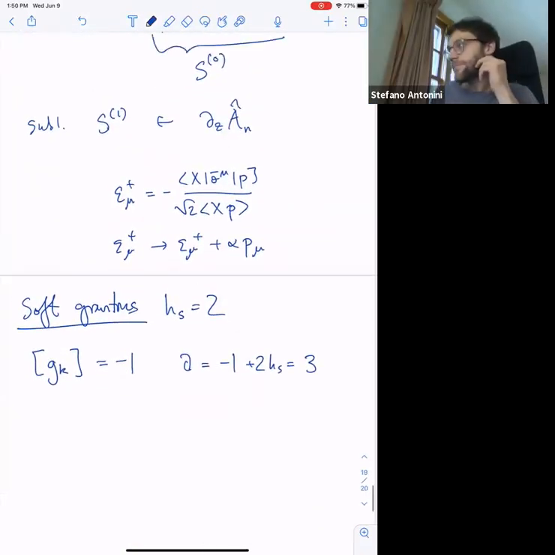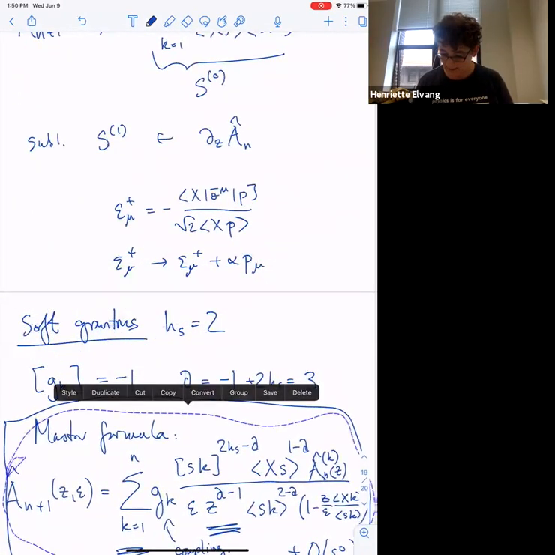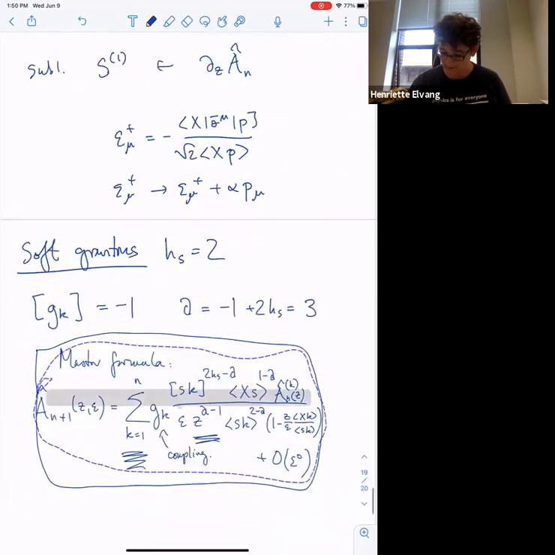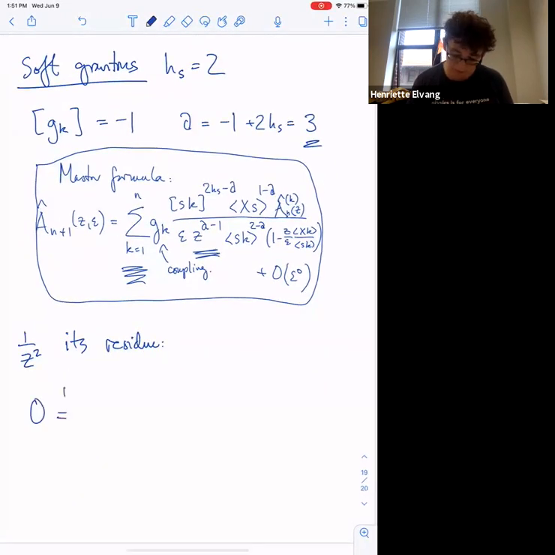Okay, so gravity. Now let's get our master formula back into the game again. We'll squeeze it down a little bit in size. And now we have a equals 3, so we're even in worse shape. Now we have a 1 over z squared, and we have to calculate its residue. So what is it? We want the residue to be 0. So we take our sum over k equals 1 through n, and now we have a equals 3 and h_s equals 2. So what do we get?